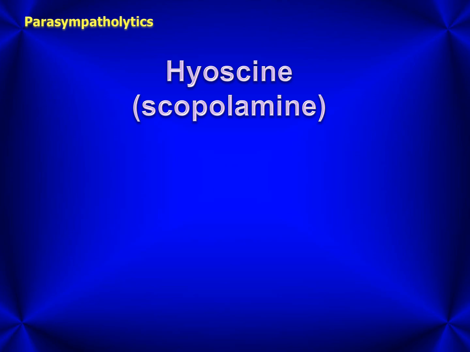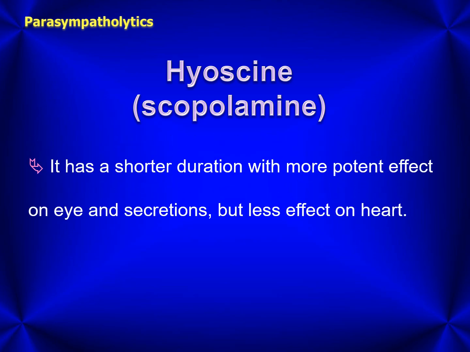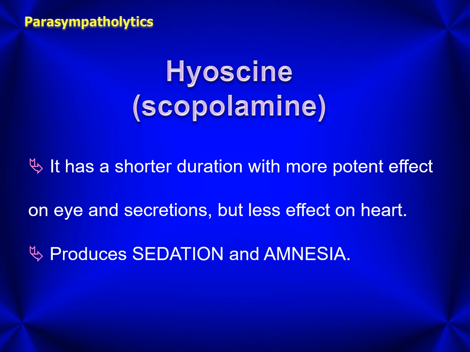What about hyoscine? It is a natural belladonna alkaloid. It has shorter duration than atropine. It has potent effect. It's more potent on secretions, but has less effect on the heart. In the CNS, it has a similar action to atropine, but it produces sedation and amnesia in therapeutic doses. It has no local analgesic action.